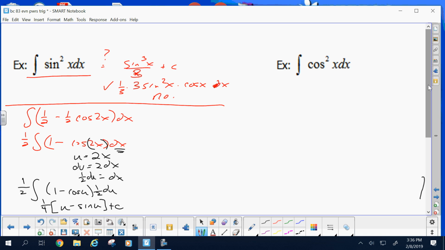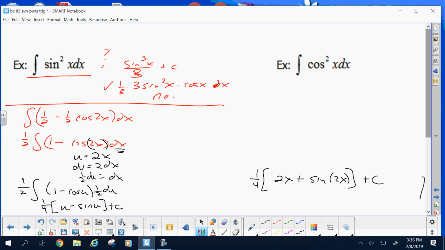Okay, so here's your answer. You should have had something like 1/4 of 2x plus sine of 2x plus c. It's pretty much the identical problem, just with addition instead of subtraction.